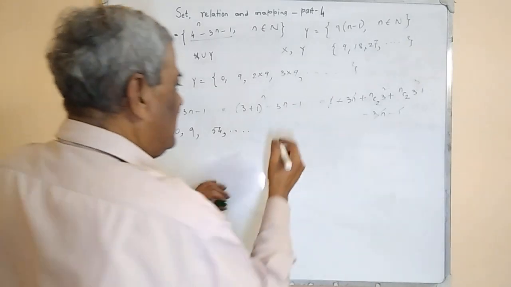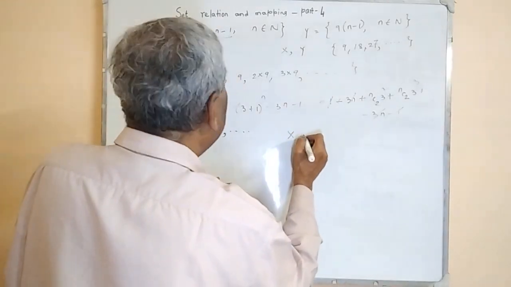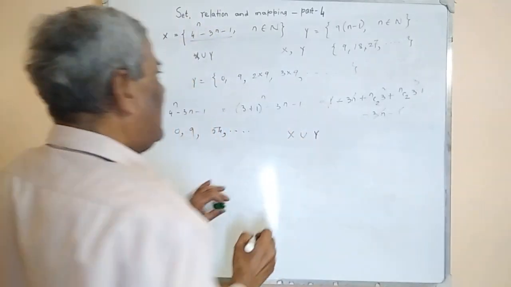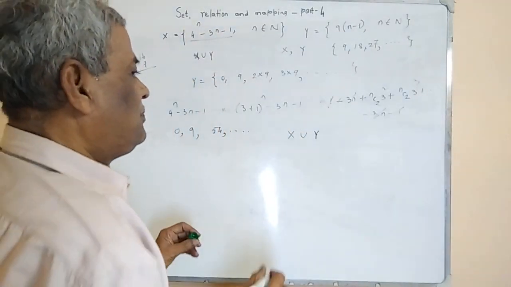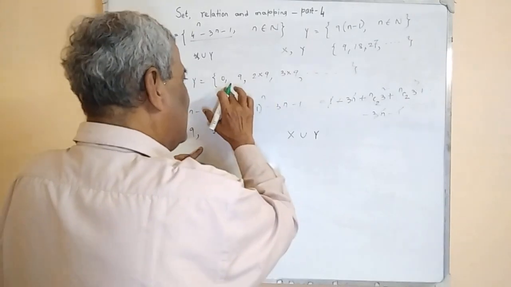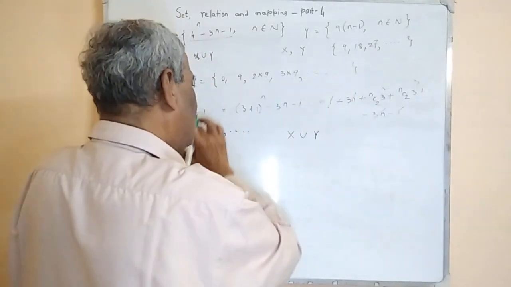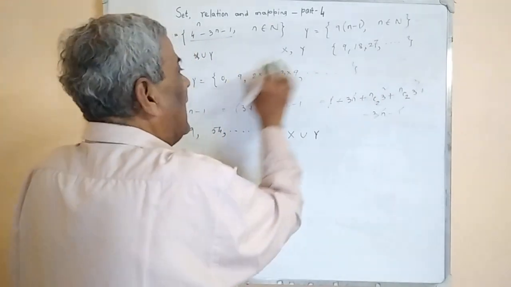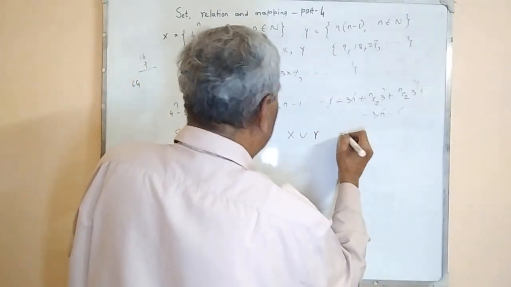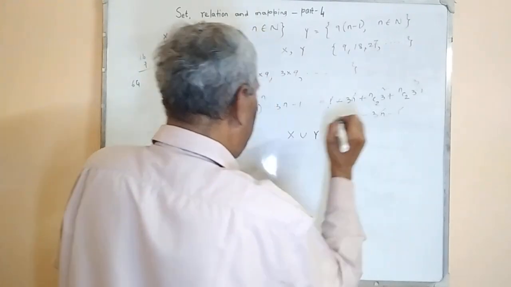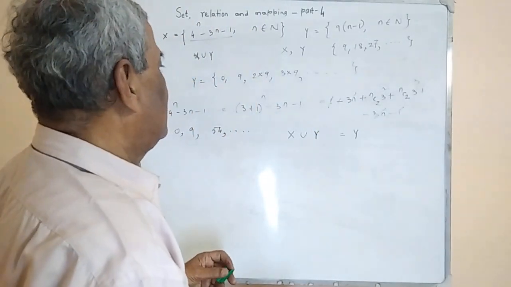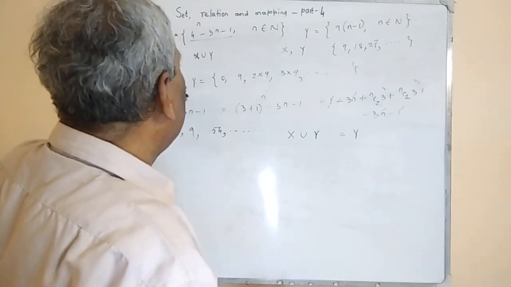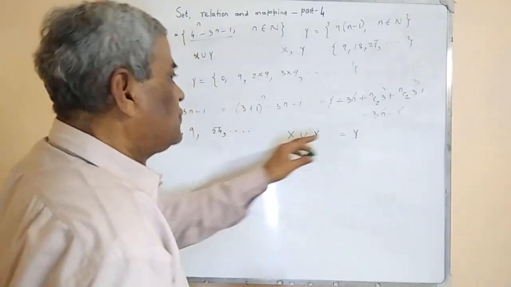We have to find x union y. So in fact, they are all multiples of 9, but not all multiples are present. Anyway, this becomes y. Correct. Therefore, x union y is equal to y.